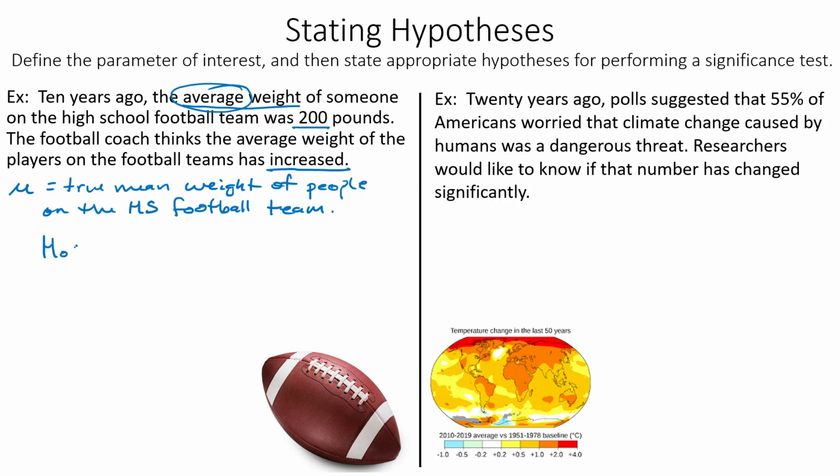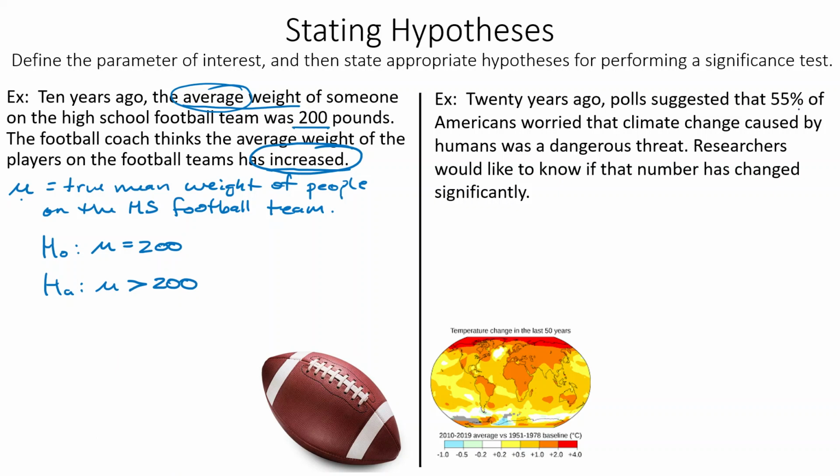So we've got a null hypothesis and an alternative hypothesis. Our null hypothesis, we're going to use mu, is that it equals, well, what we were told it was before, 200 pounds. Our alternative hypothesis is we think that it has increased. So that means this mean is now going to be greater than 200. All right. Last example here.